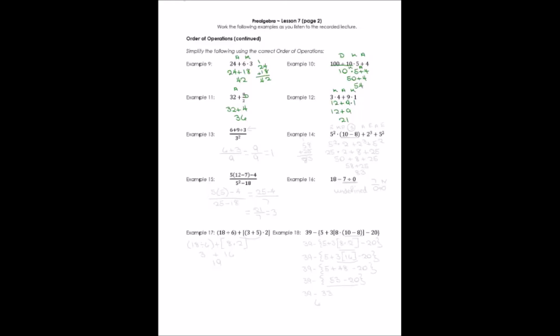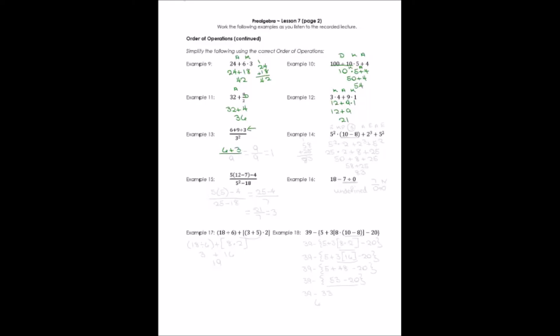Example 13 is a unique problem because it is a fraction. It has a complicated numerator and a complicated denominator. So we handle them each separately until we have just one number in the numerator and one in the denominator. Then we do the division. This is the only time that division sort of steps out of order when we're talking order of operations. So let's look at this first. The numerator all by itself. We have two operations, addition and division, so we'll do division first. Now our problem says 6 plus 9 divided by 3, which is 3.